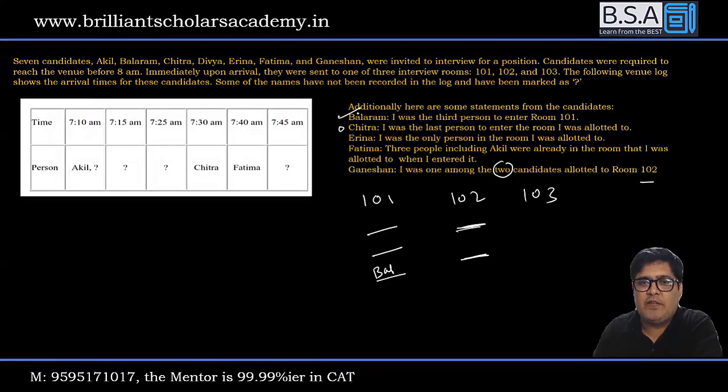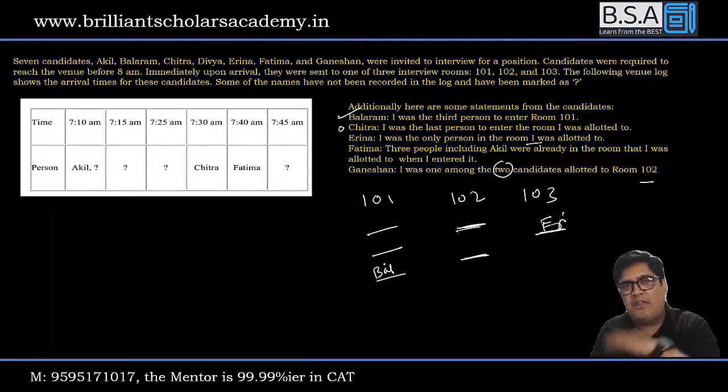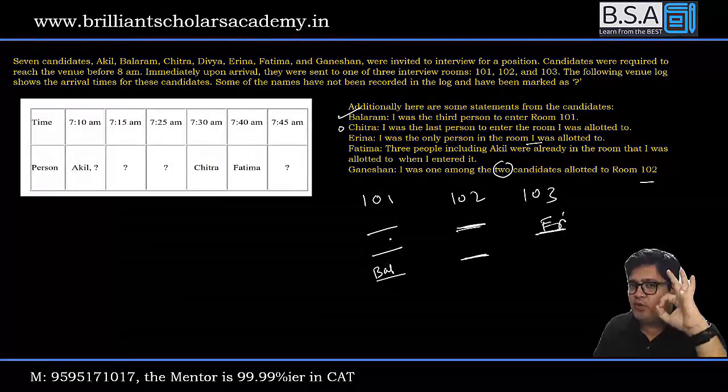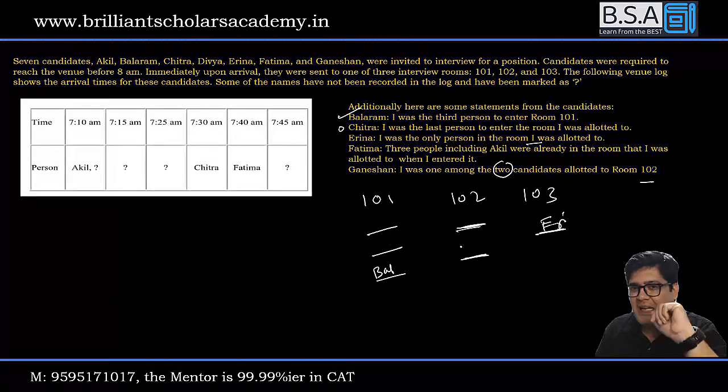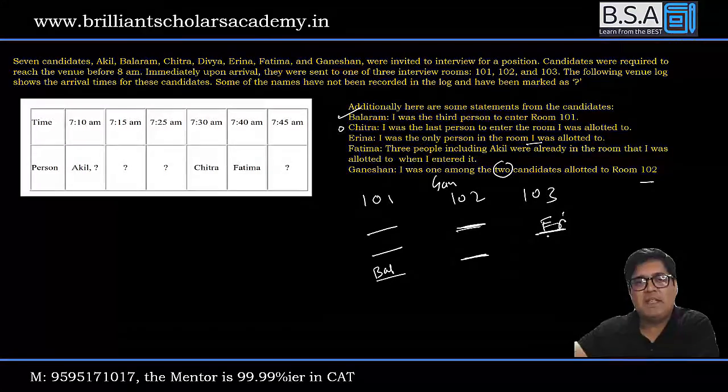I've used this information. Arina says I was the only person in the room I was allotted to. Can I say that means this is Arina? Because here there are definitely 3 people. I do not know more. 3 are there. 2 people are there. One of them is whom? One of them is Ganeshan. So Arina must be the person going to the 103 room.